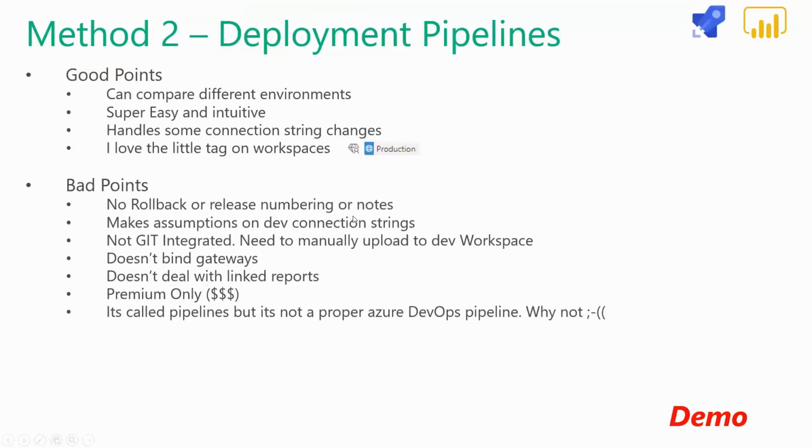If you're looking at pure ALM and features that I'd want, it doesn't have rollback. If I do a deployment, I want to be able to say, oh no, change my mind, I want to go back to a previous version.